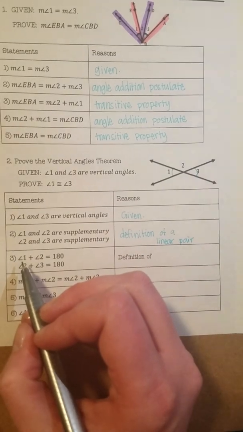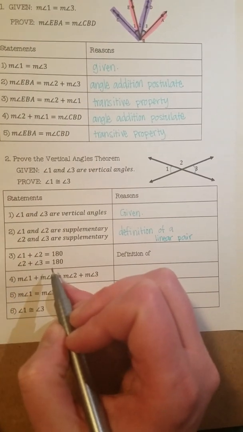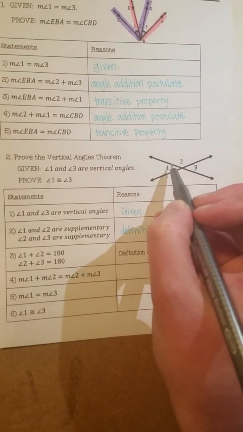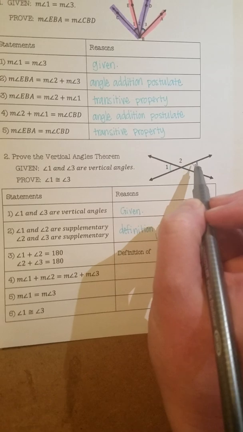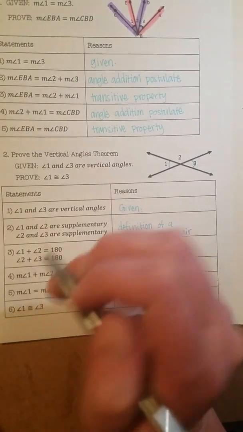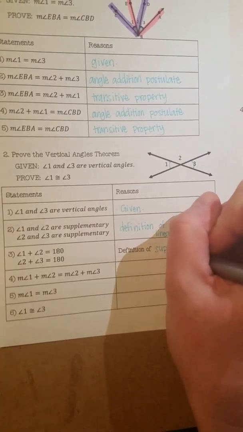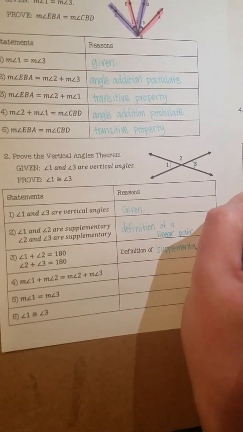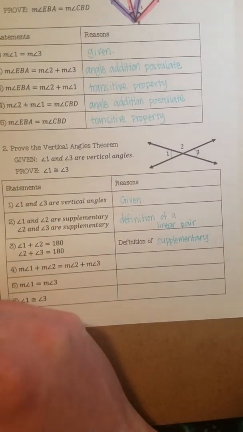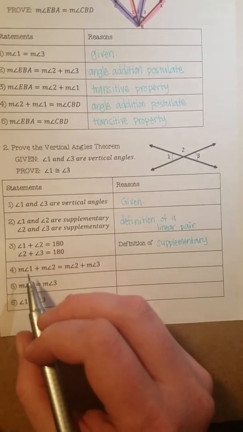Okay, now we have angle 1 plus angle 2 equals 180, and angle 2 plus angle 3 equals 180. So if we add angle 1 and angle 2, that's 180 degrees. If we add angle 2 and angle 3, that's 180 degrees. And that is just the definition of supplementary.